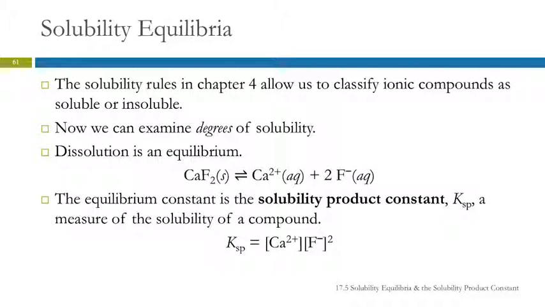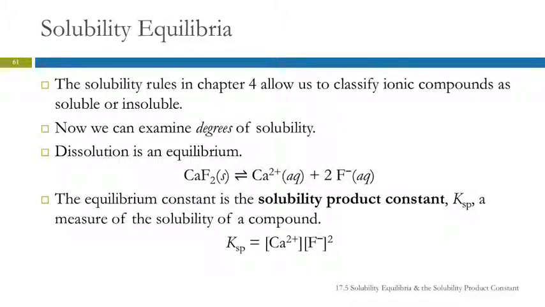So we can look at dissolution as an equilibrium. So here we're looking at the example of calcium fluoride. This solid will dissolve in water and it will make calcium ions and 2 fluoride ions. These will be aqueous because they're dissolved in the water. This is a solid. So we can calculate an equilibrium constant for this chemical reaction. So the equilibrium constant will equal the concentrations of the products divided by the concentrations of the reactants.